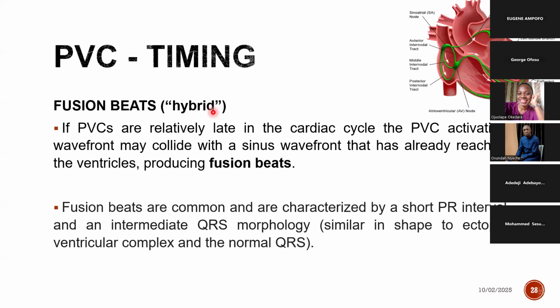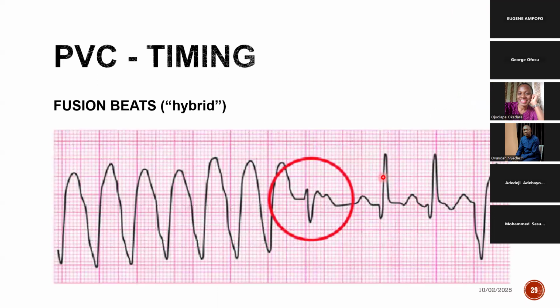So if PVCs are relatively late in the cardiac cycle, the PVC activation waveform may collide with the sinus waveform that has already reached the ventricles, producing a fusion beat. And fusion beats are common and are characterized by a short RR interval and an intermediate QRS complex that is similar in shape to an ectopic ventricular complex and a normal QRS complex. So on this ECG tracing, what has been highlighted is what is referred to as a fusion beat.